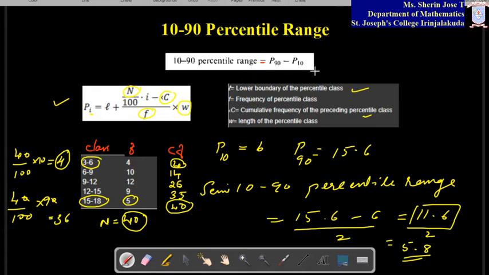So in both cases, for percentile range you have to subtract, and for semi, if it is asked, divide by 2. Always it asks percentile range only. Semi is not that commonly used. Okay, so this is how we find the 10 to 90 percentile range. Hope it is clear. So the formula only you have to learn. Find both percentiles, subtract, and you will get the range. Now the next one we will see.